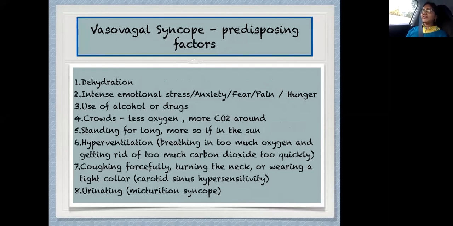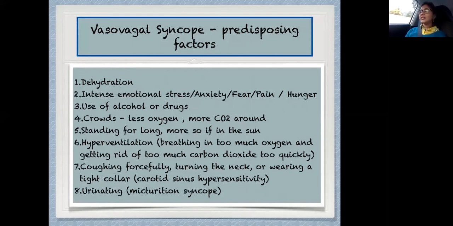So predisposing factors for vasovagal syncope include dehydration, intense emotional stress, anxiety, fear, pain, hunger, use of alcohol or drugs, crowds where there is less oxygen and more carbon dioxide around, standing for a long time, more so in the sun, classic histories like school assemblies, hyperventilation, which is breathing in too much oxygen and getting rid of too much carbon dioxide quickly, coughing forcefully, turning the neck, wearing a tight collar, which is due to carotid sinus hypersensitivity, and urinating, which is micturition syncope. So essentially everything is history.